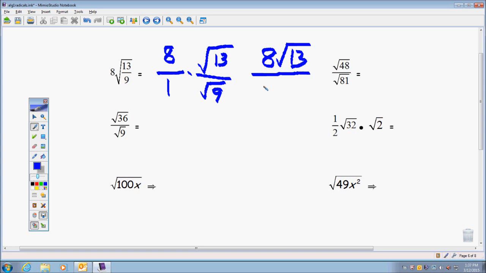Square root of 9 is 3. 1 times 3 is 3. And leave it like that. Just leave it like that. I don't want decimals. I don't want mixed fractions. Leave it be.